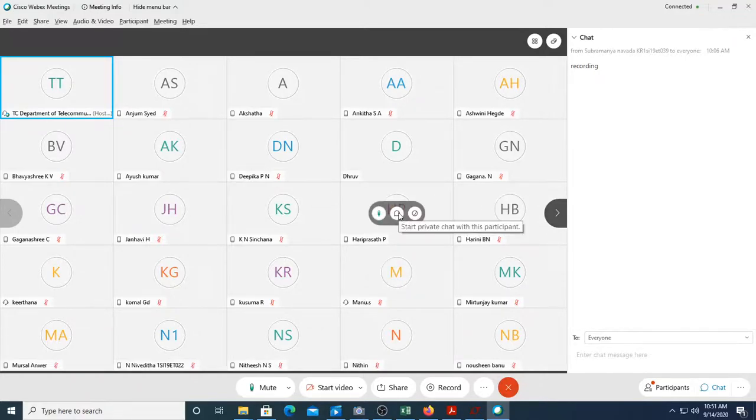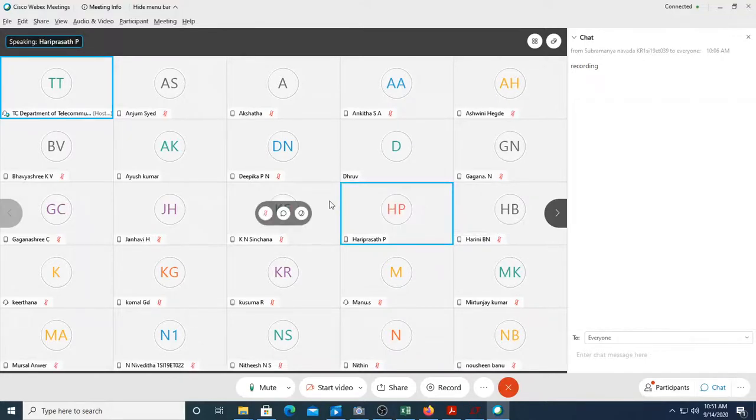Hari Prasad. Sir, camera on, sir. It's not visible. Sir, it is on, sir. I can't see you. Calculator, I am showing calculator, sir. Okay, how much is the value you are getting? Some mistake I did, sir. I will correct it, sir. Do it fast.